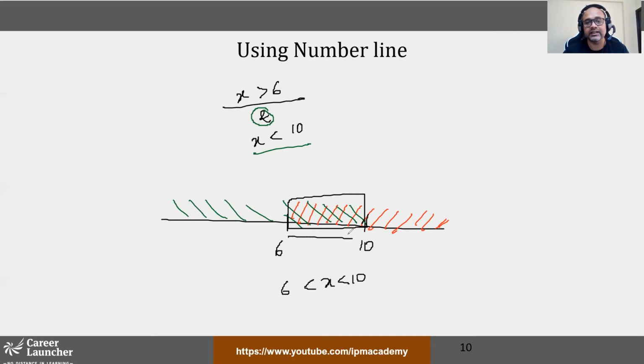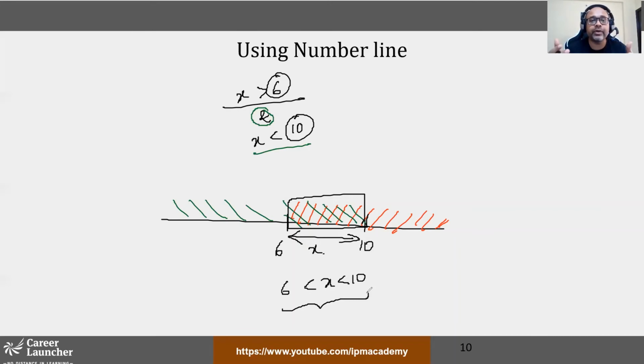You can see this. This is your x. And since 6 is not included, 10 is also not included because less than 10 and greater than 6. In the final answer also 10 and 6 are not included. That's why it is only greater than 6 and less than 10. Okay, this is how we use number line.